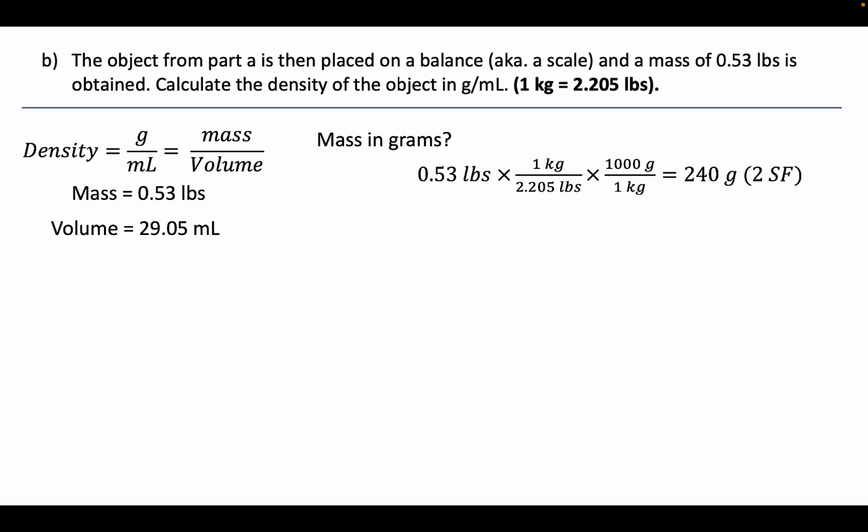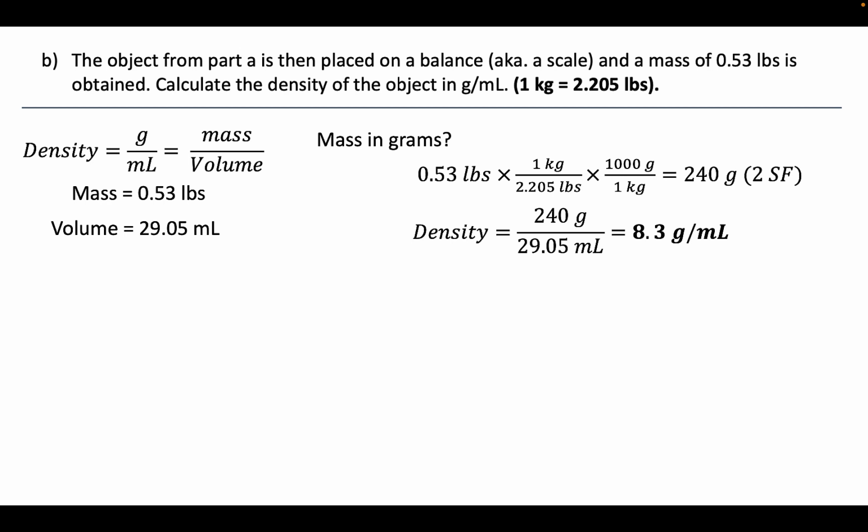It's going to undo pounds, so pounds go in the denominator, kilograms in the numerator, as that is the conversion that we have. Pounds cancels. Now we need to get rid of kilograms, so in the second conversion we use, kilograms goes in the denominator, grams goes in the numerator, and we can convert into grams. 240 grams, 2 significant figures, and that is because we're limited to 2 significant figures based on our 0.53 pounds measurement that we have as given from part B.